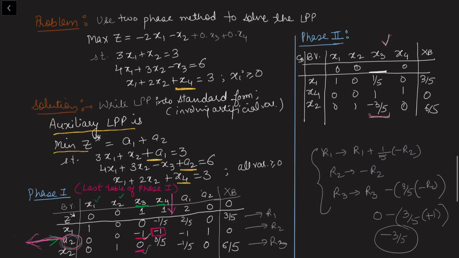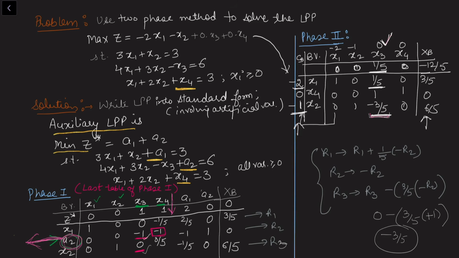Now to calculate the z row, let me write the costs from the original objective function. So the cost of x1 is minus 2, the cost of x4 is 0, and the cost of x2 is minus 1. So multiply this by this one and subtract from the original cost. So this will give me the calculation as minus 2 into 1 minus 2. These are basic variables, so this has to be 0. Let's calculate for x3. This is minus 2 into 1 by 5 plus minus 1 into minus 3 by 5 and minus the cost of 0. So this value is 1 by 5. And similarly multiply this xb with the cost vector to get the value for z. This will give me minus 12 by 5.